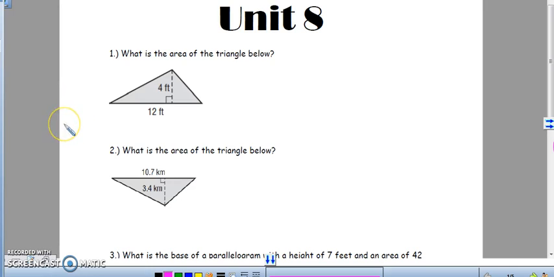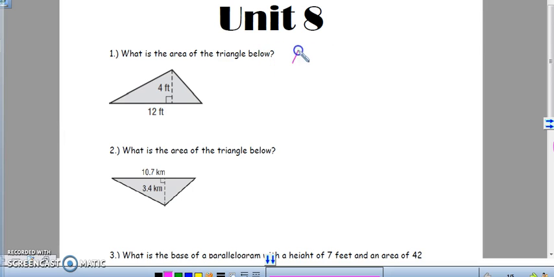So we're moving on to Unit 8, which is finding areas of triangles, parallelograms, rectangles, and squares. You guys were pretty good at this, so hopefully we do really well in this area. Number 1, what is the area of the triangle below?